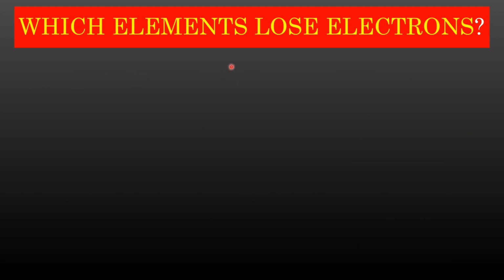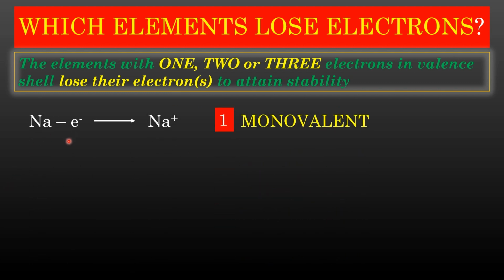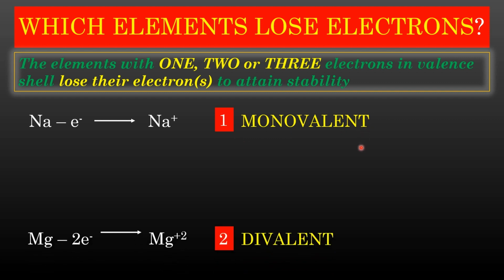Which elements lose electrons? Now the question comes, do all the elements lose electrons? No. The elements with 1, 2 or 3 electrons in the valence shell lose their electron or electrons to attain stability. For example, take sodium. Sodium has one valence electron, it will lose that and become Na+. Because it is losing one electron, we say that its valency is 1 and it is monovalent.